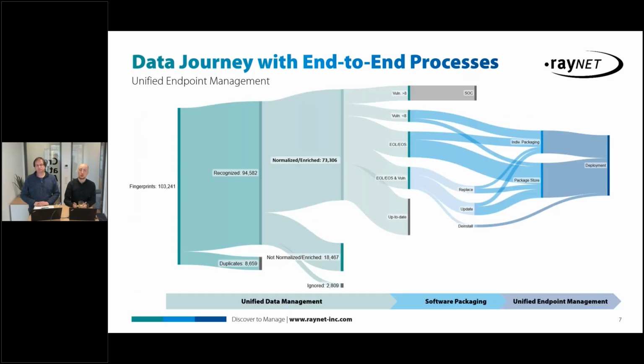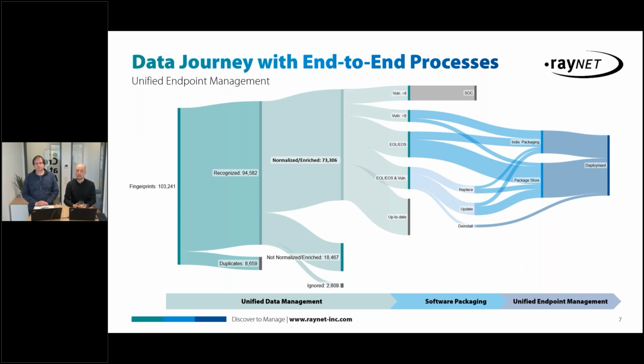And let me give you a real-life example for that. We have a customer case, and on the left side, you can see the fingerprints, the raw data that we inventoried, and it was about 100K fingerprints. We recognized those, so 94,000 fingerprints were recognized and 8,500 were duplicates, so we skipped those. That data was then normalized and enriched with our catalog, so about 70,000 products were enriched.